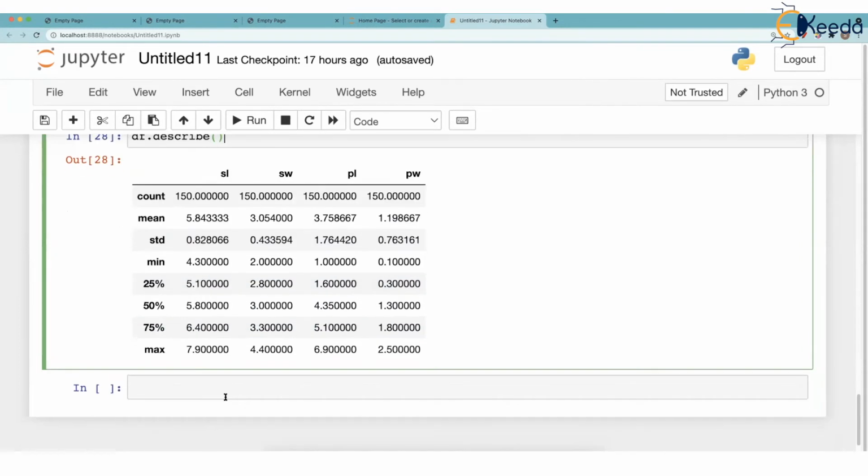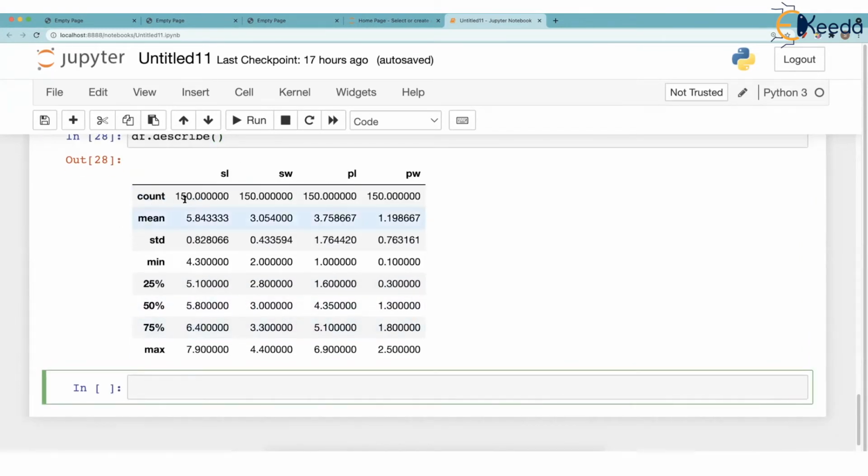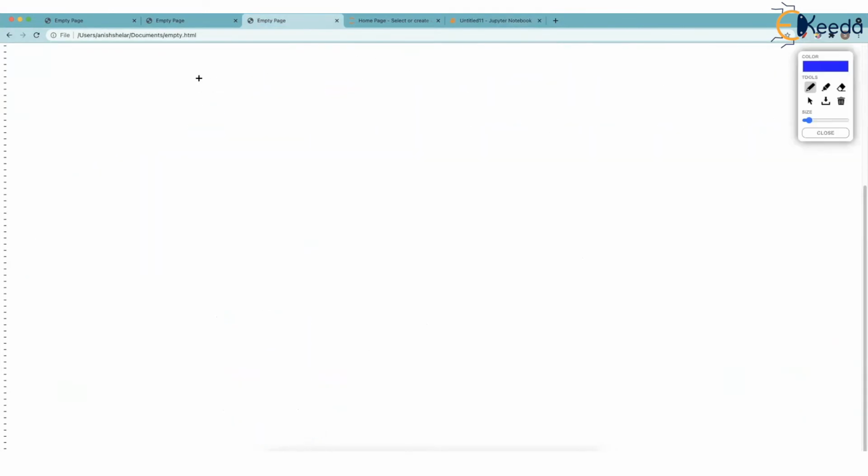Now, what if somebody says, okay, sir, you are saying describe shows all this, but what if we want to find the mean of only sepal length? We don't want all this. I hope you're understanding the problem. The problem is that we want to find the mean of only the sepal length column.